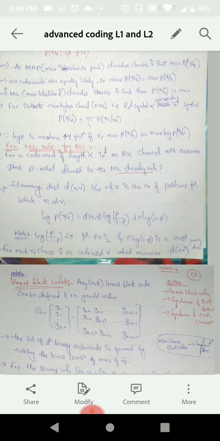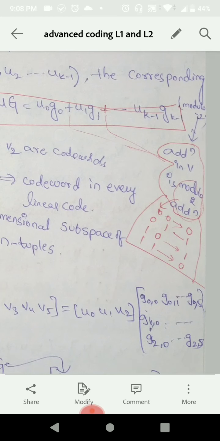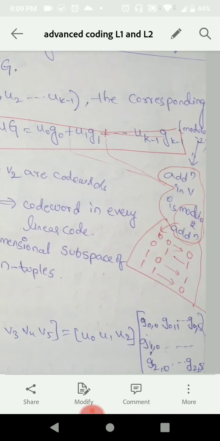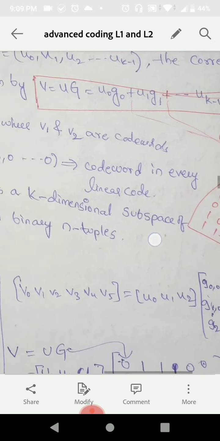So for each binary sequence, the binary info sequence is U, and the binary code word is given by V. So we have a relation between V and U as V is equal to U into G. Whatever the plus we are using here, u0 into g0 and so on, the modulo 2 addition is used. Modulo 2 addition: 0 plus 0 is 0, 0 plus 1 is equal to 1, 1 plus 0 is equal to 1, and 1 plus 1 is equal to 0, which is the main point we need to note.